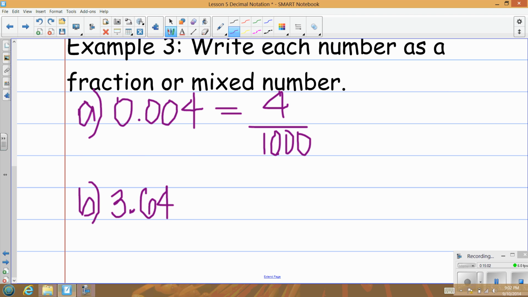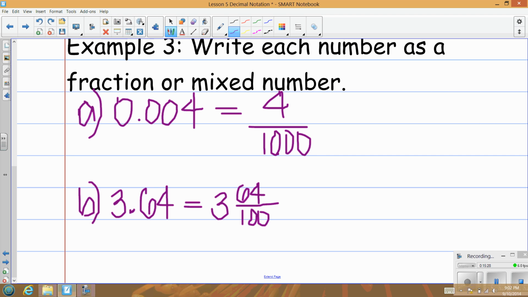What we didn't look at in the previous problem is what happens if you have something with a whole number and a decimal. So 3.64. How do I rewrite this as a fraction? It's going to be a mixed number. The 3 is going to be the whole number part. And then the 64 has to go over 100 because it's 2 decimal positions, which means 2 zeros in 100. You've got to divide it by 100.